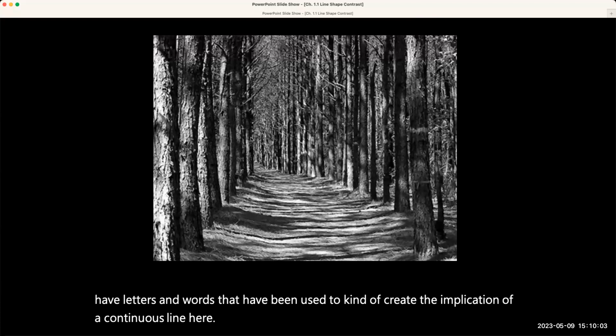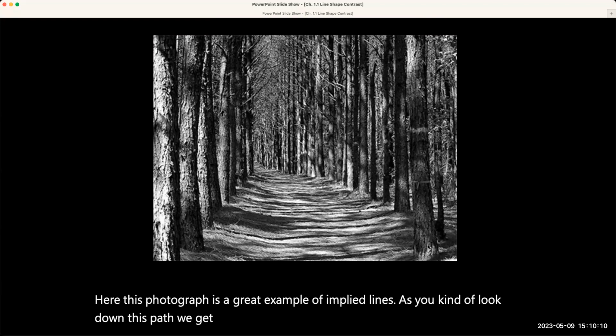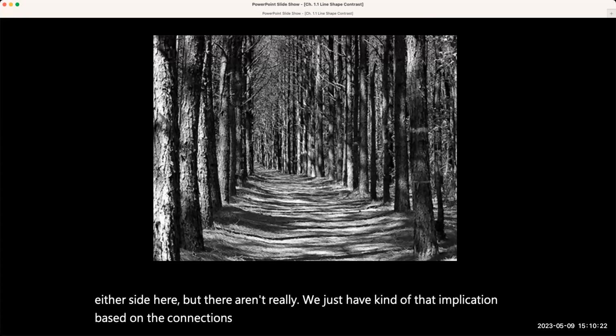Here, this photograph is a great example of implied lines. As you look down this path, we get the idea that we have two diagonal lines, one on either side here, but there aren't really. We just have that implication based on the connections between these trees and the edges of the path, right?